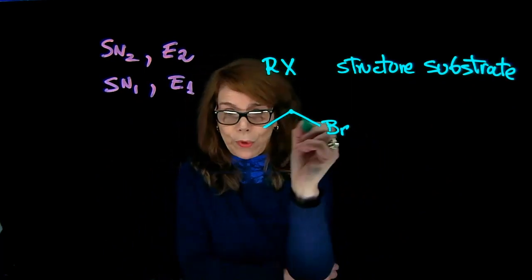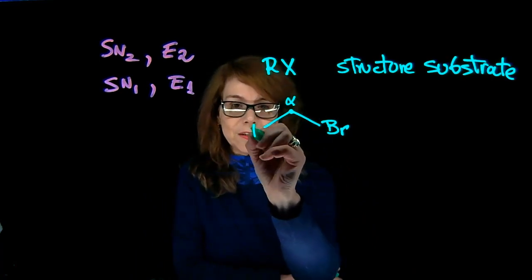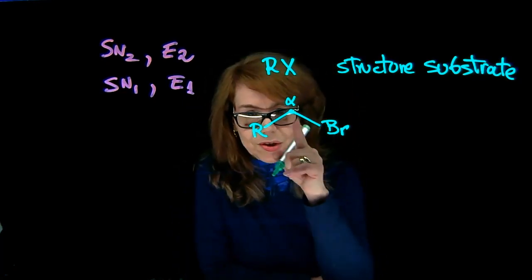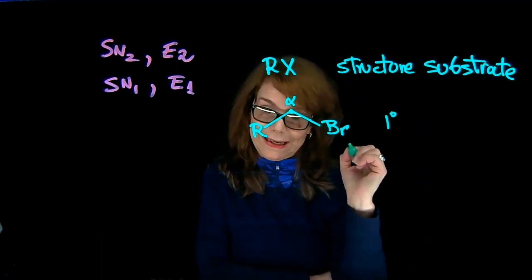the carbon where the bromine is, we're going to call that the alpha carbon. And since we have here at the alpha carbon only one R group, this is a CH2, right? One R group, we're going to call that a primary alkyl halide.